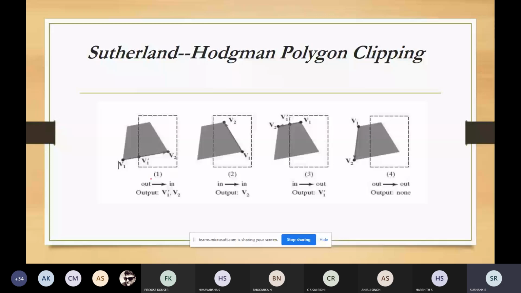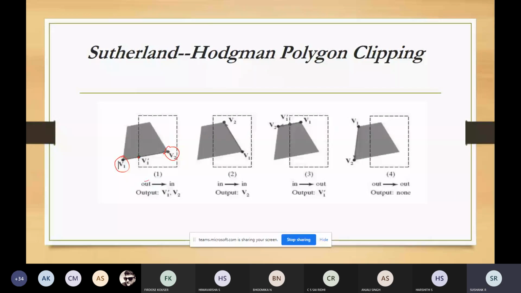See, this is the first vertex. If the first vertex is outside the clipping window and the second vertex is inside the clipping window, then the output of this line will be vertex v1 dash, which is the intersection point of the polygon edge with the clipping window boundary, and the inside vertex v2. So the output of this clipper will be the intersection point of the polygon edge with the clipping window boundary, and the second vertex which is inside.